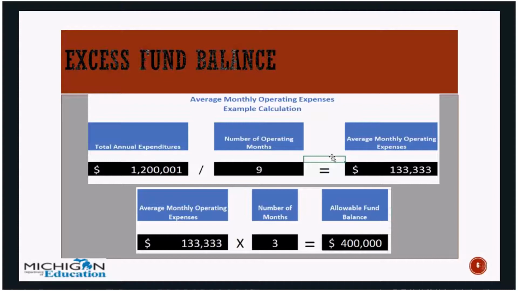In this example, the total expenditure for the school year is $1.2 million. Divided by 9 full operating months, that equals $133,033 average monthly operating expenses. The average monthly operating expenses was then multiplied by 3 to determine an allowable fund balance of $400,000.